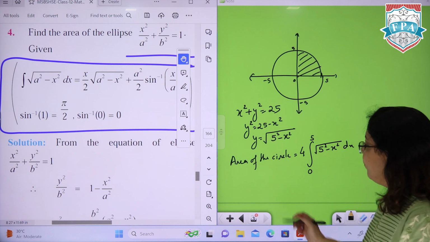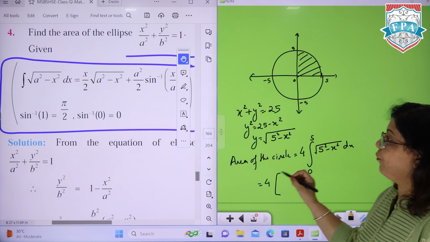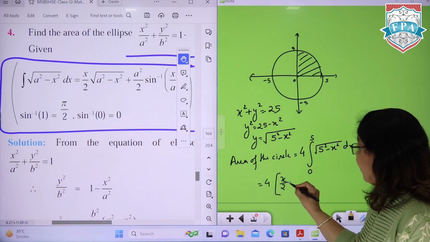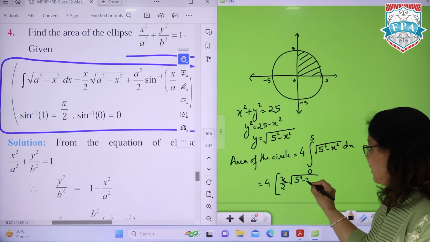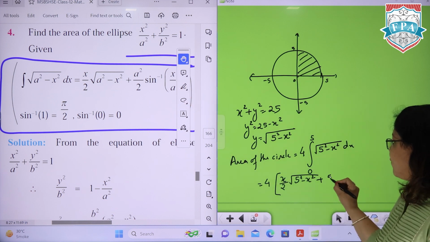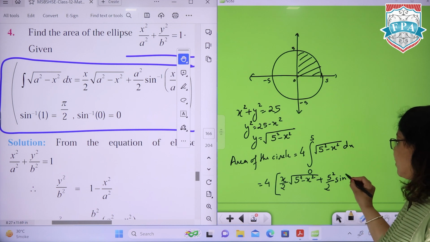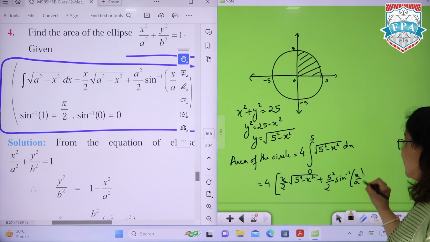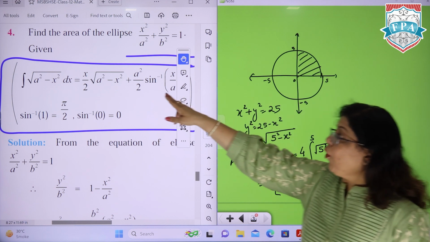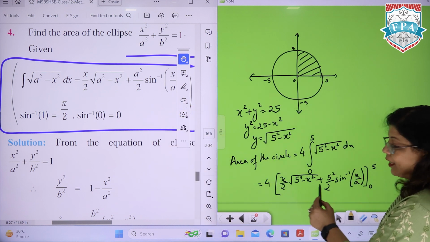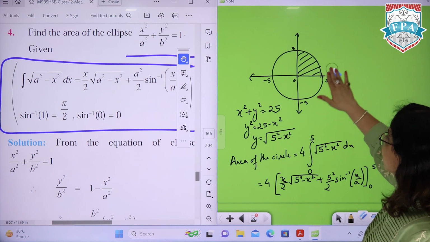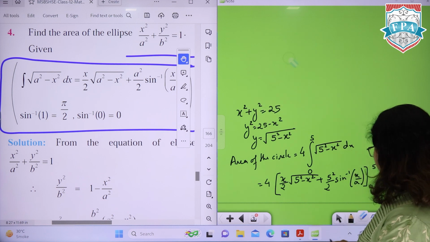Now when you see this one, 4 keep it out, and then I'm left with x by 2 over here. So x by 2 under root a square minus x square, which is again 5 square minus x square, plus a square by 2. A over here is 5, so this is now 5 square by 2 sine inverse x by a. Now this is your formula which is coming, and then you are putting the value 0 and 5. See, I've shown it here, the formula is there, and I'm applying it so that you can get the idea exactly how to apply it. Now first we'll put the value as 5, and then we'll put the value as 0 to get the final answer. I'm doing the final answer here.